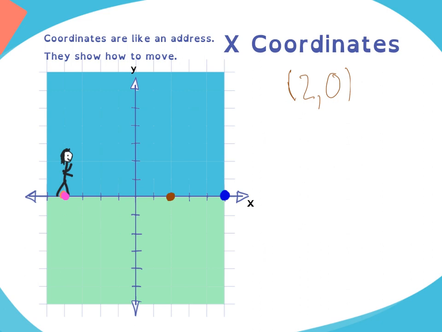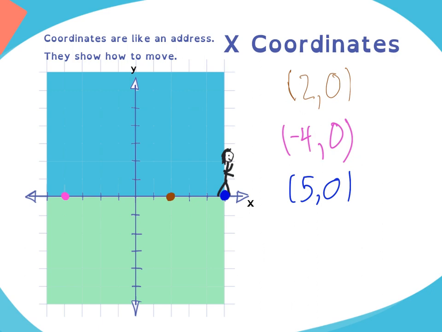Since we moved along the x-axis, the -4 is our x-coordinate. And since we did not move up or down, our y-coordinate is 0. Finally, we will look at the blue dot. So once again, we're going to start at the origin, and we're going to move 1, 2, 3, 4, 5 places to the right. So that is a +5 as our x-coordinate and a 0 as our y-coordinate.